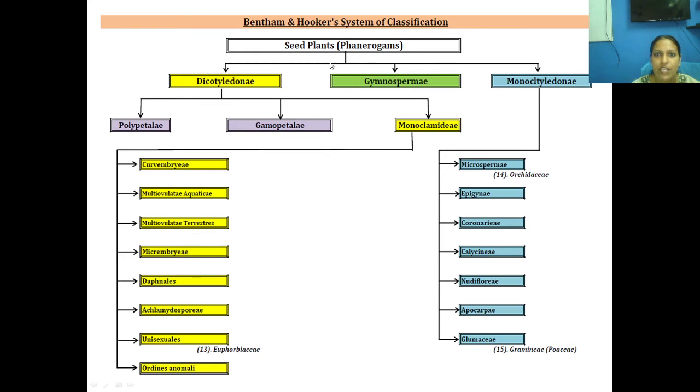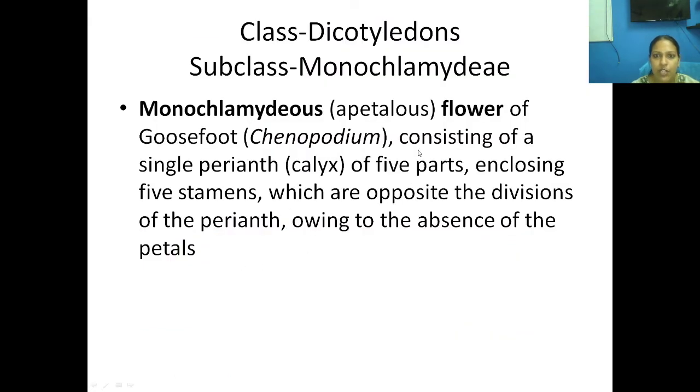Okay, this is the Bentham-Hooker classification. In Bentham and Hooker's classification, in Dicotyledonae there is a class called Monochlamydeae. In the subclass Monochlamydeae, you could see the unisexual order, and you could see today's family, that is the Euphorbiaceae family. Okay, as the term indicates, Monochlamydeae has a perianth, onto which the 5 stamens are seen, and in the center portion you could see the gynoecium arising.